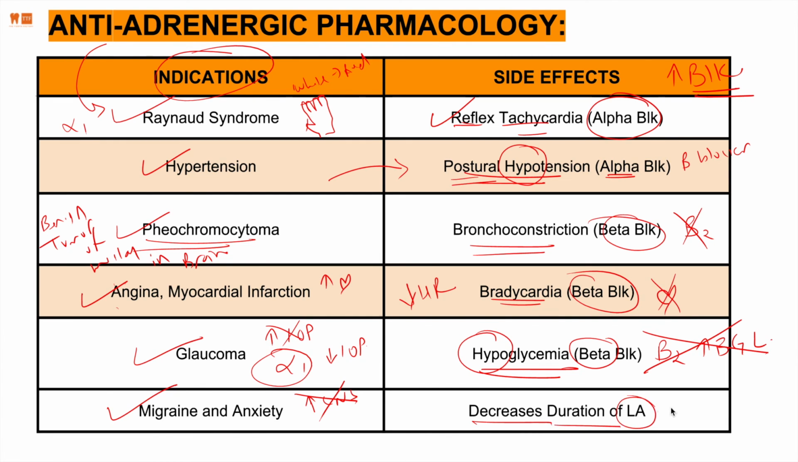Decrease in the duration of local anesthesia. Remember that vasoconstriction by an alpha 1 agonist causes an increase in the duration of local anesthesia because it would keep the LA in place, whereas the side effect of an alpha 1 blocker is vasodilation, and that will allow the LA to kind of go around and dilute itself. Therefore, the duration of local anesthesia would decrease. It would dilute itself out. Just another helpful way to remember.